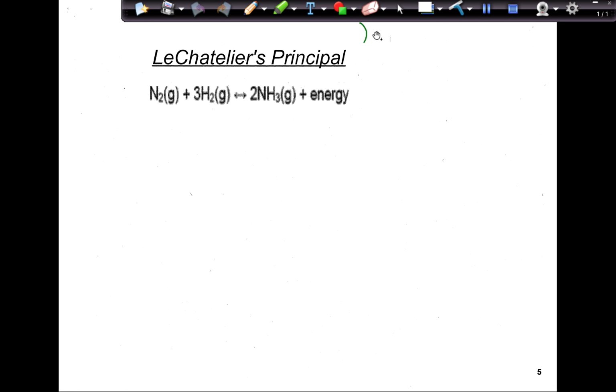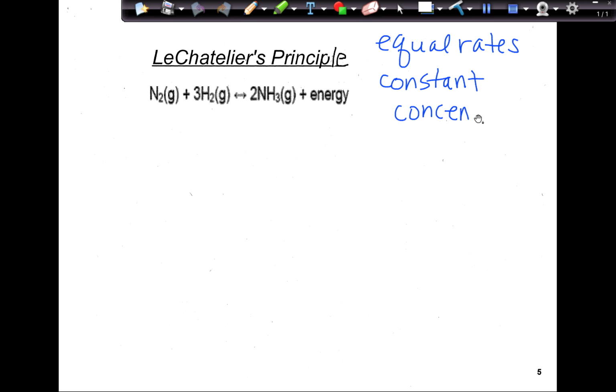For Le Chatelier's principle, remember this has to do with our equilibrium reactions. And remember that any reaction that's at equilibrium has equal rates and constant concentrations. So if a reaction is already at equilibrium, we have equal rates and constant concentrations.